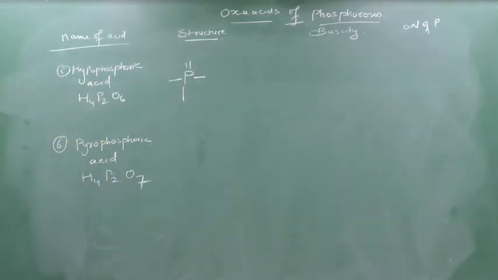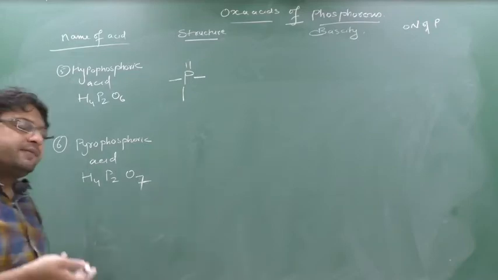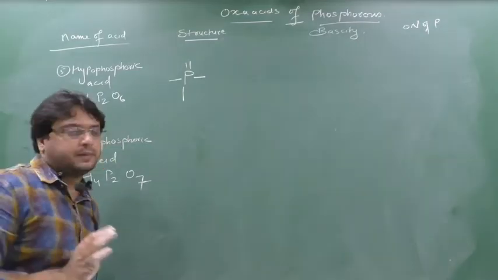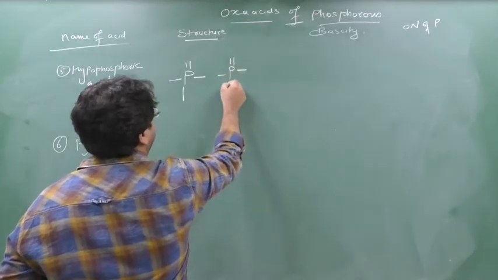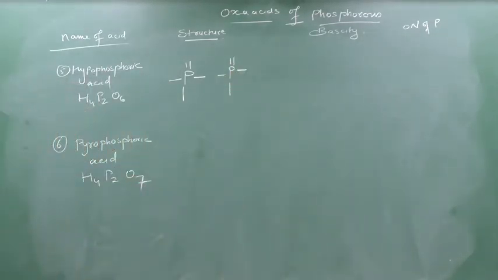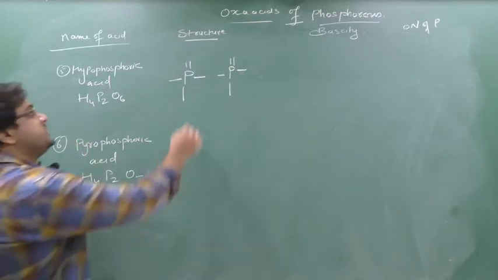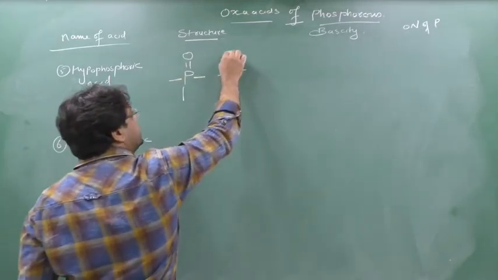Yes or no? Because phosphorus will make 5 bonds, and in those 5 there is 1 double bond and 3 single bonds. But there is 1 more P, so that P will also make the same type of bond. Now how many oxygen are there? The double bond place will be taken by the oxygen only.